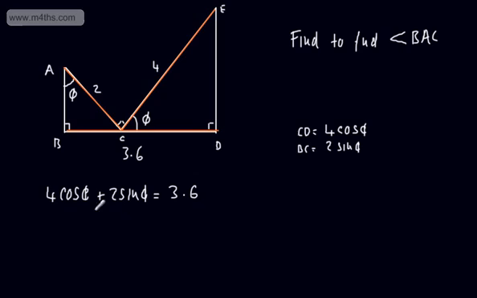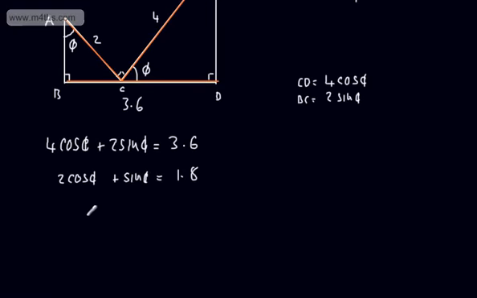Now, of course, we could simplify this if we wanted. We could write this as 2 cos theta plus sine theta is equal to 1.8. So if we now look, this is in the form a cos of theta plus b sine of theta is equal to a constant. So let's go ahead and find the value of r. Well, r is going to be the square root of 2 squared plus 1 squared. So r is going to be the square root of 5. So that's our value of r.